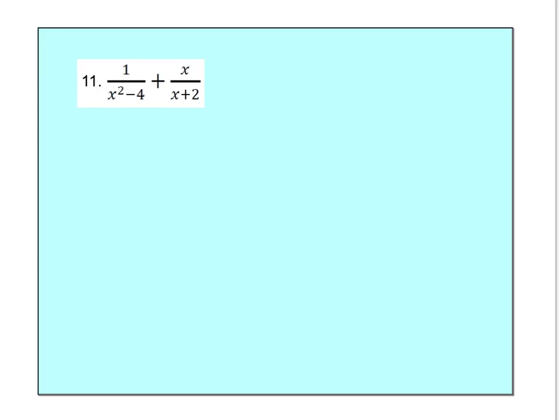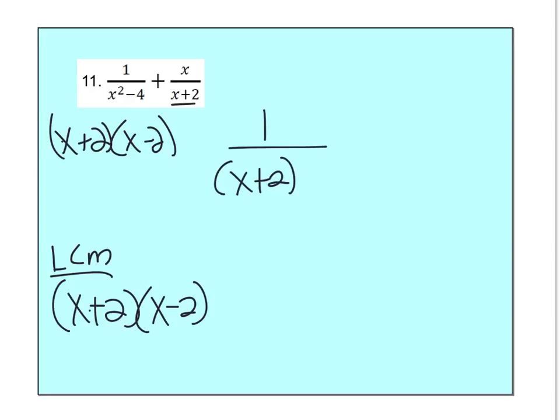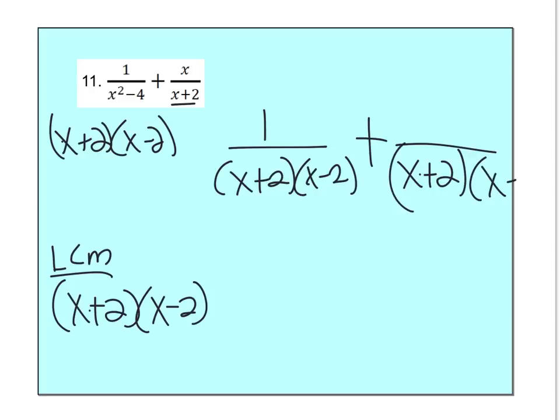So for 11, take a look. X squared minus 4 becomes x plus 2, x minus 2. Over here I've already got an x plus 2, so my least common multiple here is going to be x plus 2, x minus 2. So, first one doesn't change. It's just written a little bit differently. Over here, x plus 2, x minus 2. I have an x on top. But what I need to put on over here is another x minus 2.